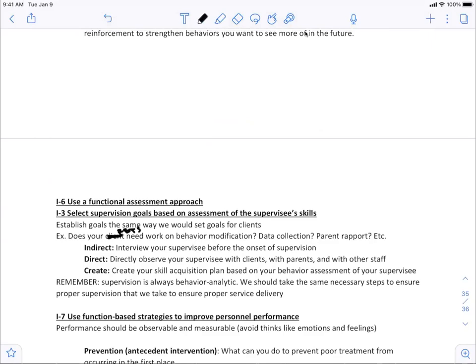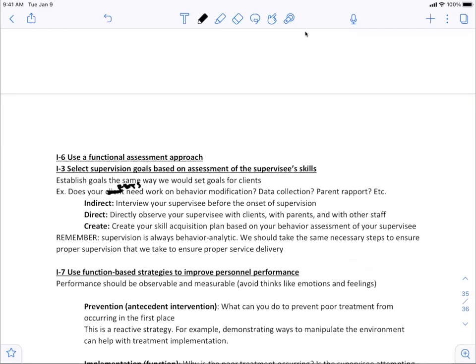Don't just train everybody on the same thing, because some people are better at things than others. Some people are really good at rapport. They just aren't good at data collection. Sometimes it's vice versa. Identify that, be a good behavior analyst, use good assessment, identify and go from there. Indirect, interview your supervisor. Direct, observe your supervisee, and then create. Okay, remember, supervision is always behavior analytic. Always take the necessary steps to ensure proper supervision and to ensure proper service delivery.